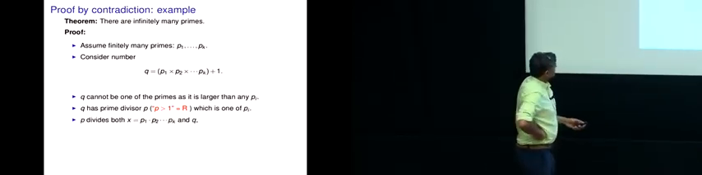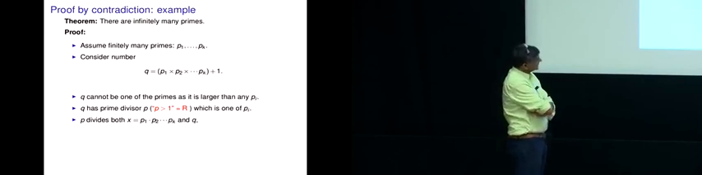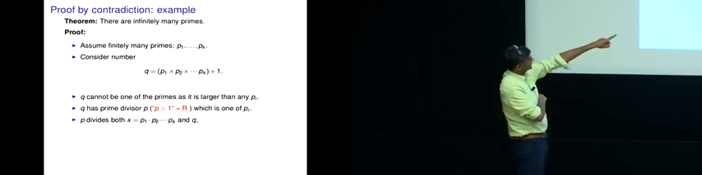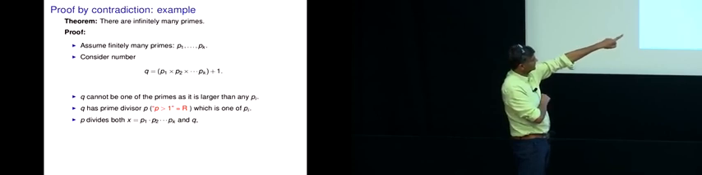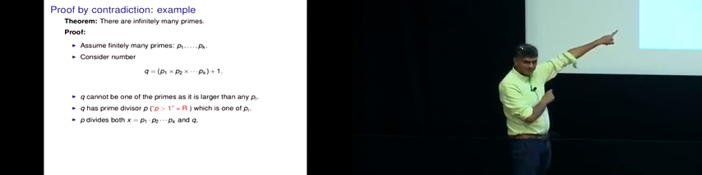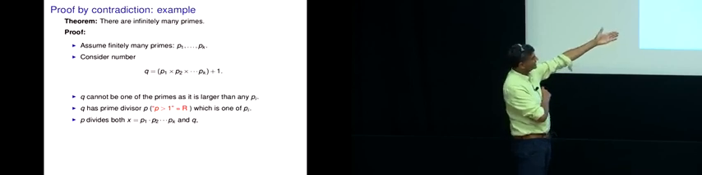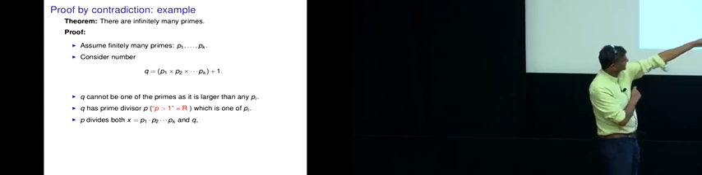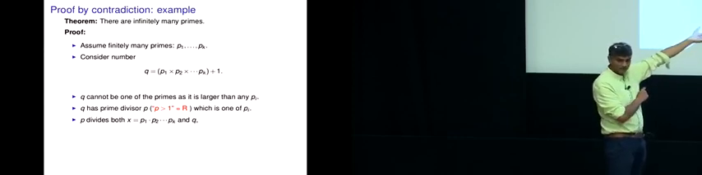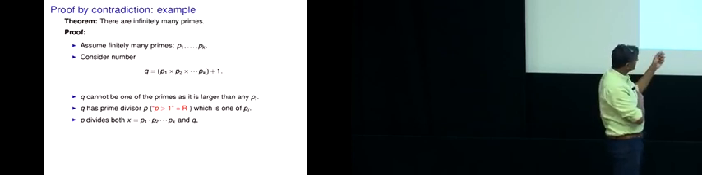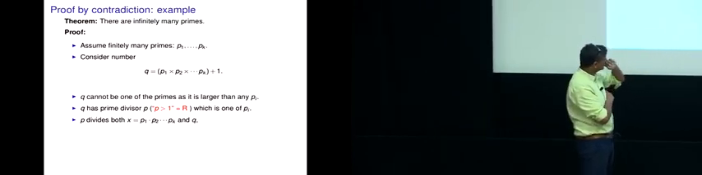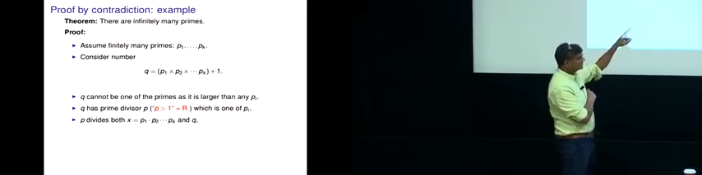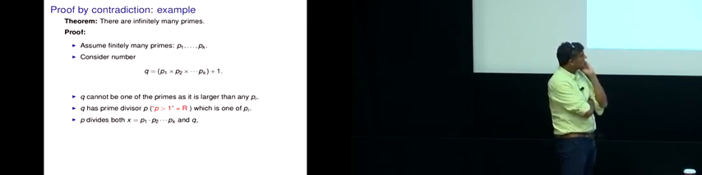So p has to divide this term, p1 times p2 up to pk. Why does it have to divide x? Because it's one of those numbers. p is one of these pi's, so you just multiply all the other pj's together. So you know that p divides x. And p divides q, from the statement up here. So p divides q and p divides x.